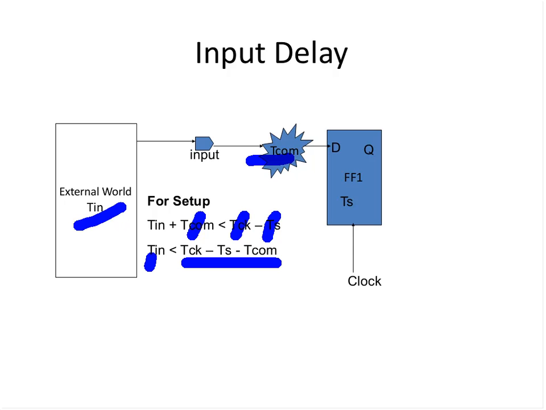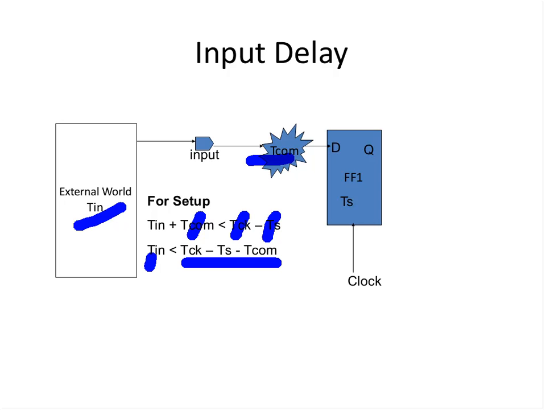So how do I estimate an input delay? Now let us say the clock period is 10 nanoseconds, the setup time of the flop is 1 nanosecond, and I have some combinational element which takes 3 nanoseconds. So period of 10, setup of 1, combinational delay of 3. By using this I say 10 minus 1 minus 3, that means I have 6 nanoseconds that I can give to the external world. This is the way you can estimate input delay if the input delay is not already known for standard interfaces.